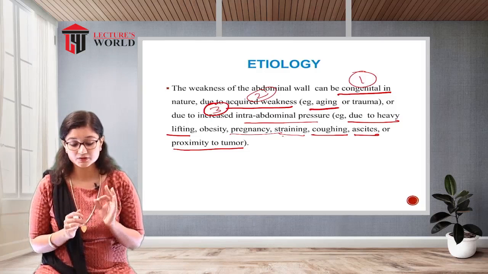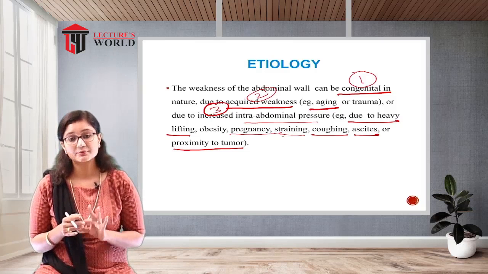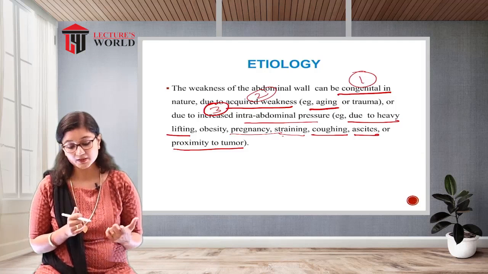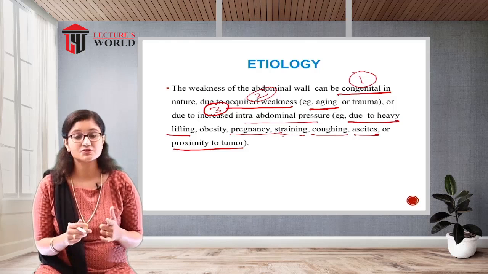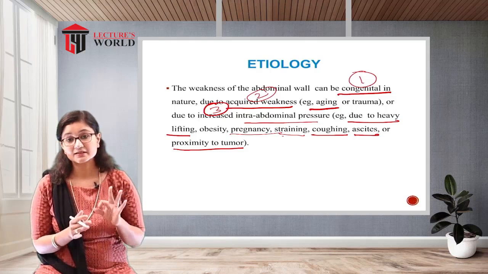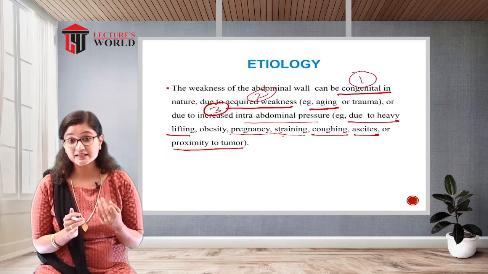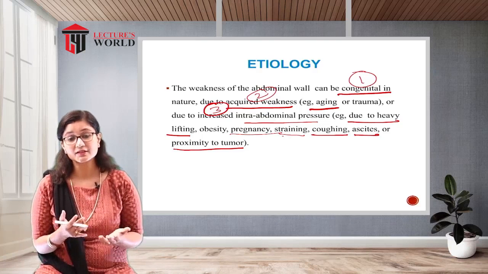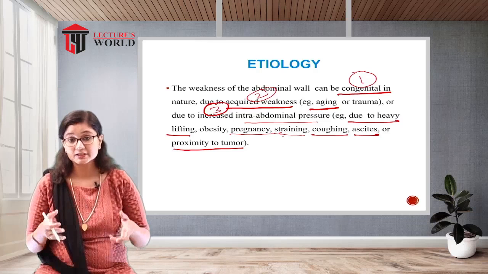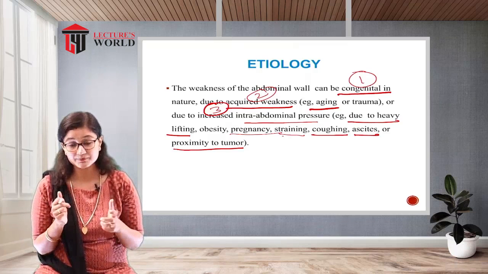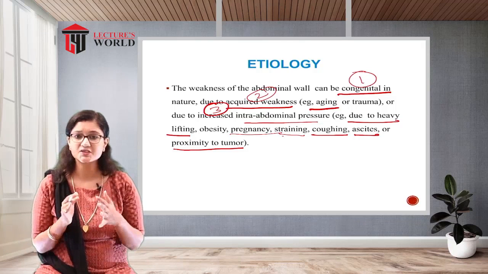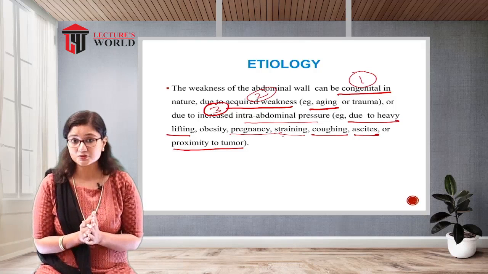So the three main etiologies for abdominal hernia are: the first one is congenital, the second one is acquired weakness, which is commonly seen in aging, and the third is increased intra-abdominal pressure. When is this pressure going to increase? When a person is lifting something very heavy, in pregnancy, right? Then obesity or any straining. Okay, understood these etiologies?